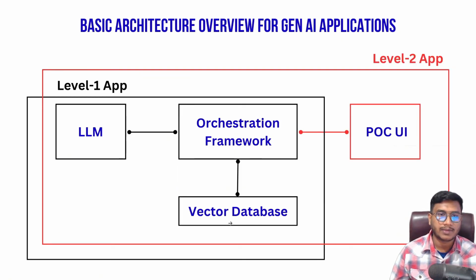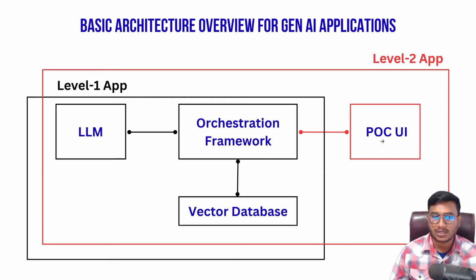And the main component you will be adding inside a level 2 application is the user interface. That means the application we create with the help of level 2 architecture is called a POC application, a proof of concept application. So before going to production, we'll implement this application and share it with your manager and, let's say, your customer. And if they are satisfied with the project, that time you will go with the production level development, which is nothing but level 3 architecture.